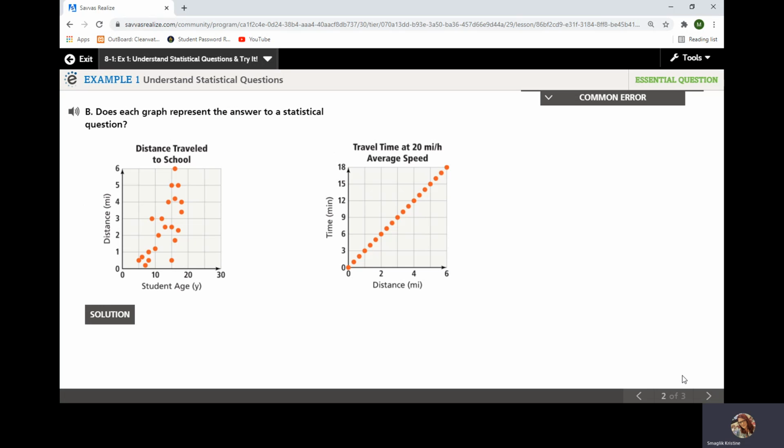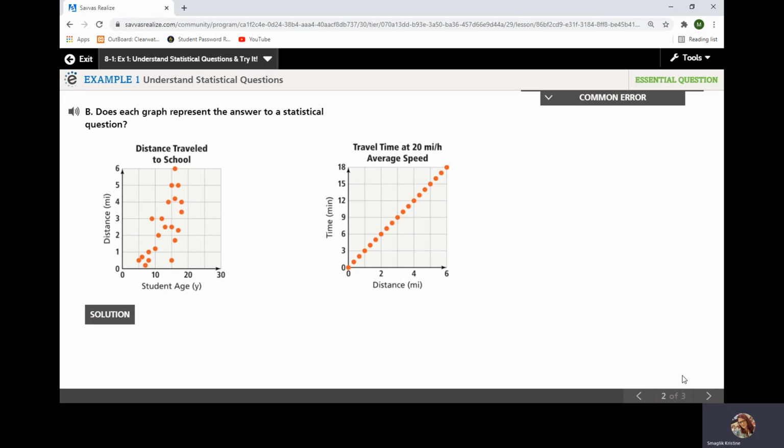And now let's take a look at these two graphs. On the left, we have distance traveled to school. It's based on student age, distance. On the right, we have travel time at 20 miles per hour, comparing distance to time. So if we take a look at those, now that graph on the left, that's a scatter plot. And the question that would have been asked is, how far do you travel to get to school? Now this one is a statistical question because we're gathering information and summarizing it.